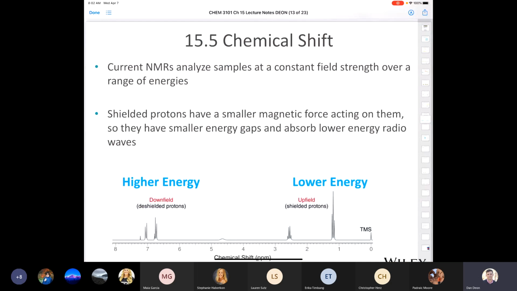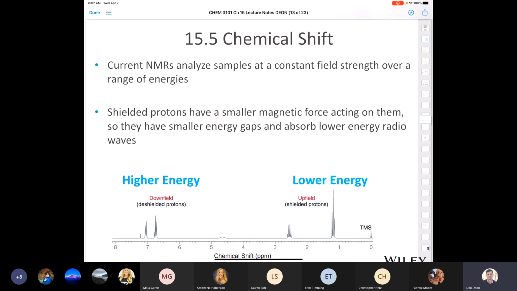Section 15.5, we're continuing on here in Chemistry 3101 with our discussion on chemical shift. And we said how historically the older NMR spectrometers were what were called continuous wave spectrometers, where they simply irradiated the sample with one frequency of wavelength and varied the magnetic field strength. And so that is where the terms downfield and upfield come from. They're historical, but they're still used to this day. They're used in our textbook, and you're going to hear me use them today.